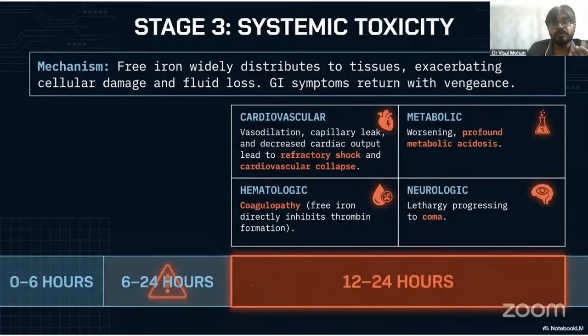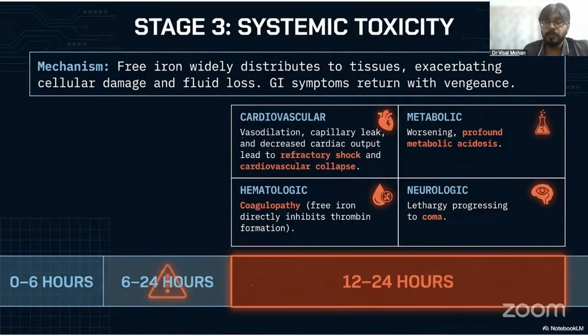Okay. So in systemic toxicity, the patient will be having some kind of cell damage, systemic features. The patient can show cardiovascular symptoms, can go into cardiovascular collapse, can go into shock, and can present with severe metabolic acidosis. The patient can have a coagulopathy. We discussed coagulopathy. What happens because of the iron? It inhibits thrombin formation, and the patient goes into coagulopathy. The patient can also have neurological symptoms, like lethargy, seizures, or coma. So this systemic toxicity usually begins within 12 to 24 hours.